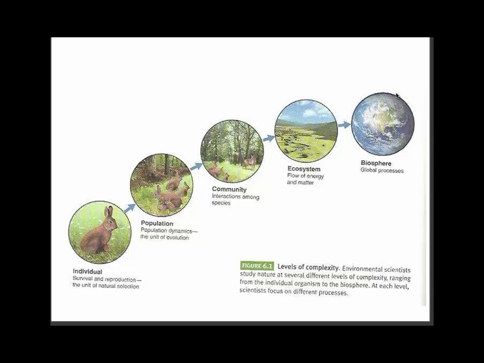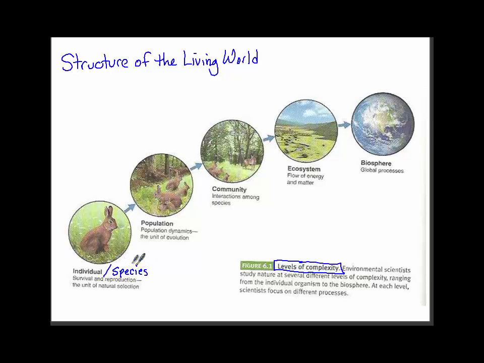Our first note here to take, we're going to look at what's called the levels of complexity. We're looking at the structure of the living world, and we're going to look at that structure in regards to levels of complexity. So we start off here at the individual scale, what we're going to call species. Due to the survival and the reproduction of individual units, we're talking about species. And that's the most basic level of complexity in the living world. Now if you get a group of individuals together, we call that a population.